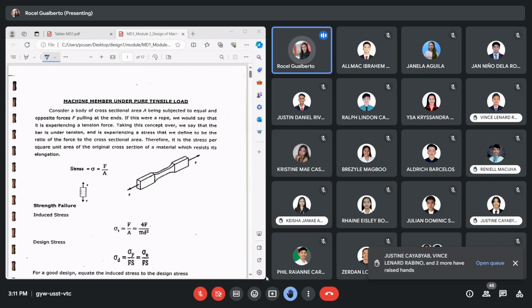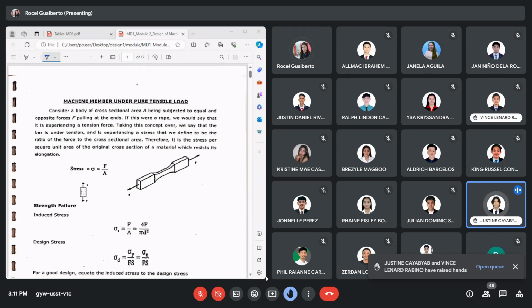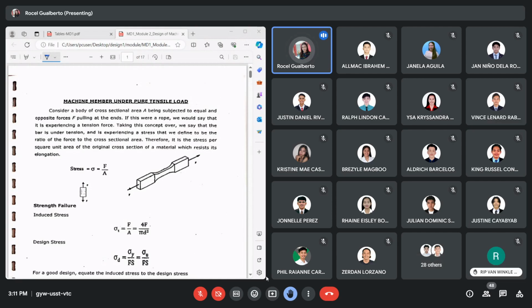And then the last one, Justin. For a good design, equate the design stress to the induced stress of the material. Okay, tama po yun. You equate the design stress to the induced stress of the material. Doing that, you would arrive at the most suitable dimension of the machine member that you are designing. So yan po yung mga steps na i-follow natin whenever we solve for a design problem. Yan din po yung i-apply natin to this first topic that we have on our module 2.